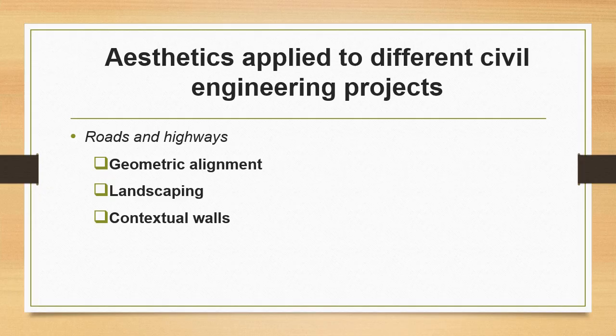Landscaping, that means thoughtful planting along the roadside, can serve many functions from erosion control and noise reduction to adding natural beauty that reduces drivers' stress and boredom. Third one is the contextual walls. What does it mean? Retaining walls and noise barriers can be designed with textures, patterns, and profiles that are visually compatible with the local environment.